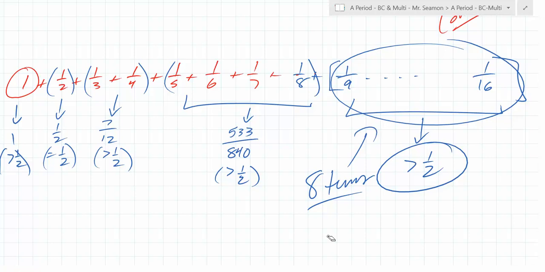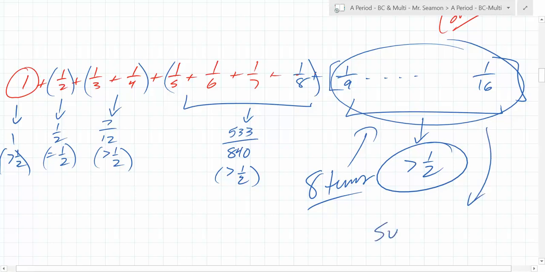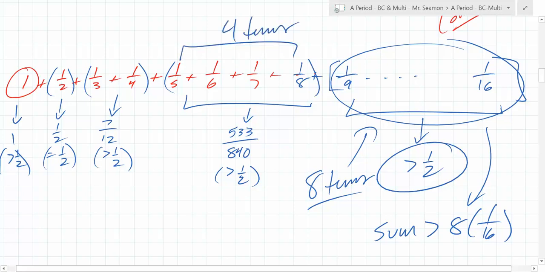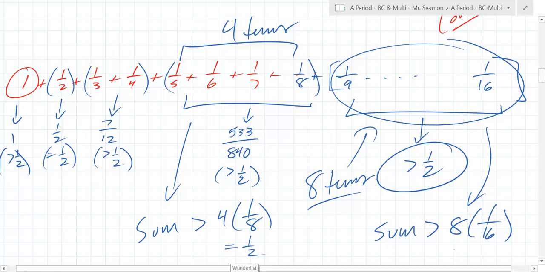So when you add them all together, the sum has to be greater than 8 times 1 over 16. What's 8 over 16? 1/2. How many terms are right here? 4 terms. What's the smallest one? 1/8. The sum here has to be greater than 4 times 1/8. Well, what's that equal? 1/2. So what have you now proven? You can always add 1/2 in the harmonic series. So therefore, it's never going to converge.